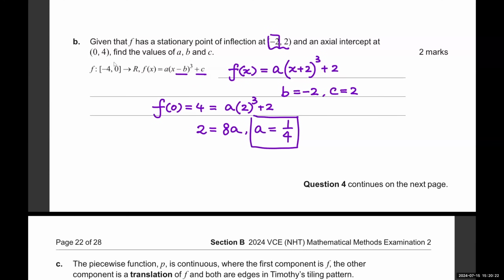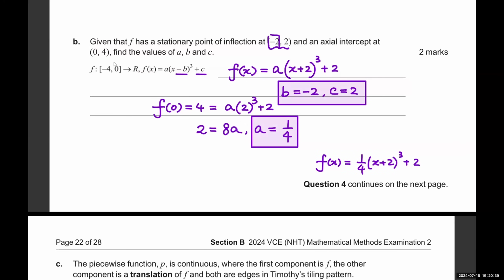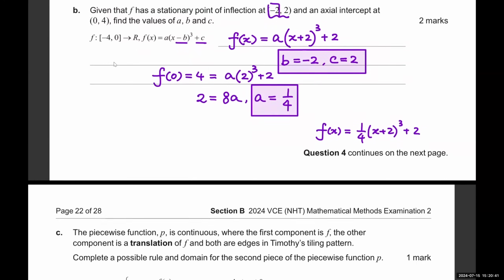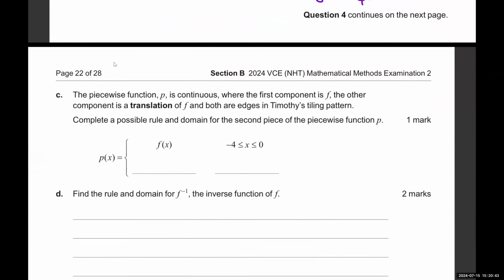Don't forget to box your answers to the question. The question wants me to find the values of a, b, c, but it's not harmful to say f of x equals a quarter (x plus 2) to the power 3 plus 2. And then question 4 continues over the next page.